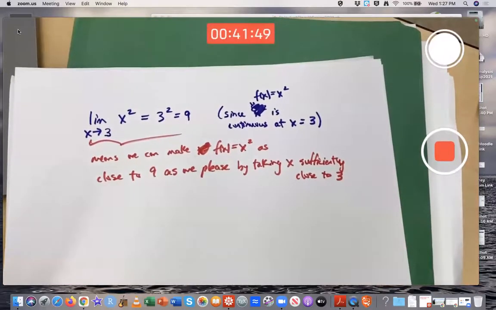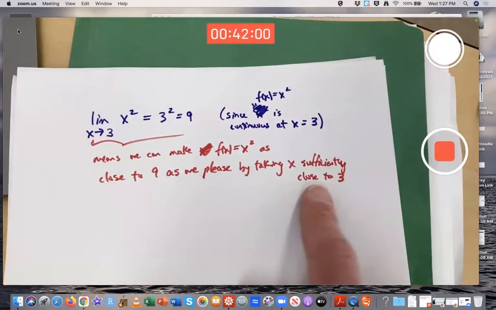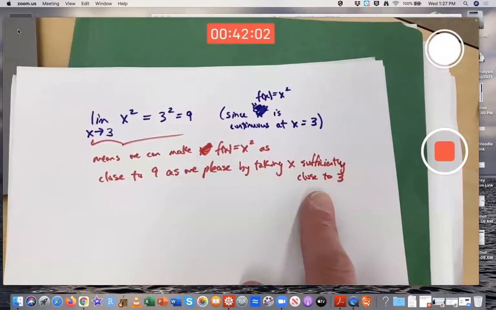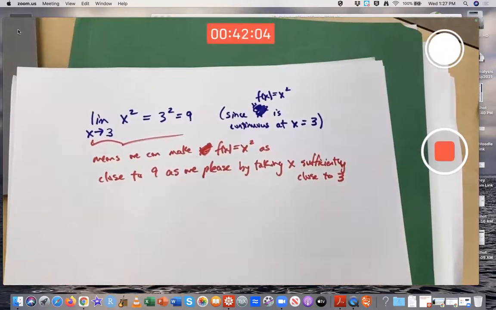That, what I just wrote there, is not a precise definition. What makes it not precise? Because it's kind of vague. What do you mean? What do you mean as close as we please? And what does it mean to be sufficiently close? Those are kind of vague terms.